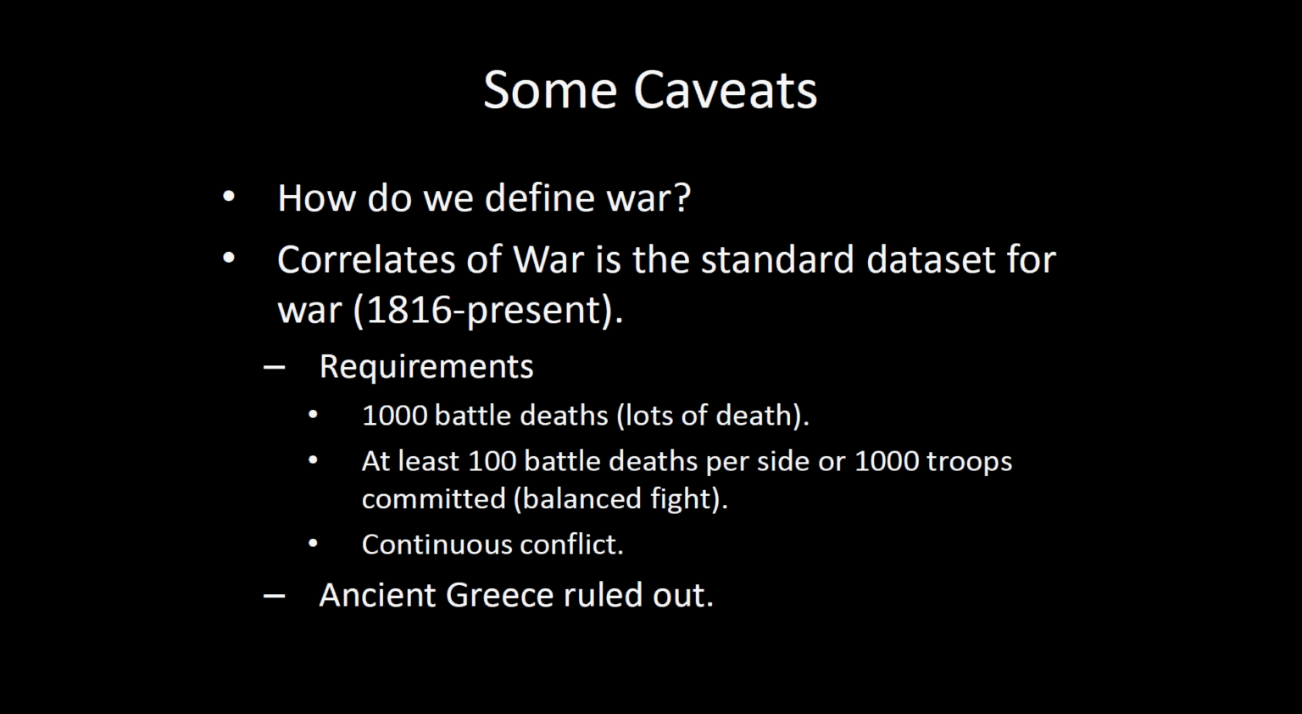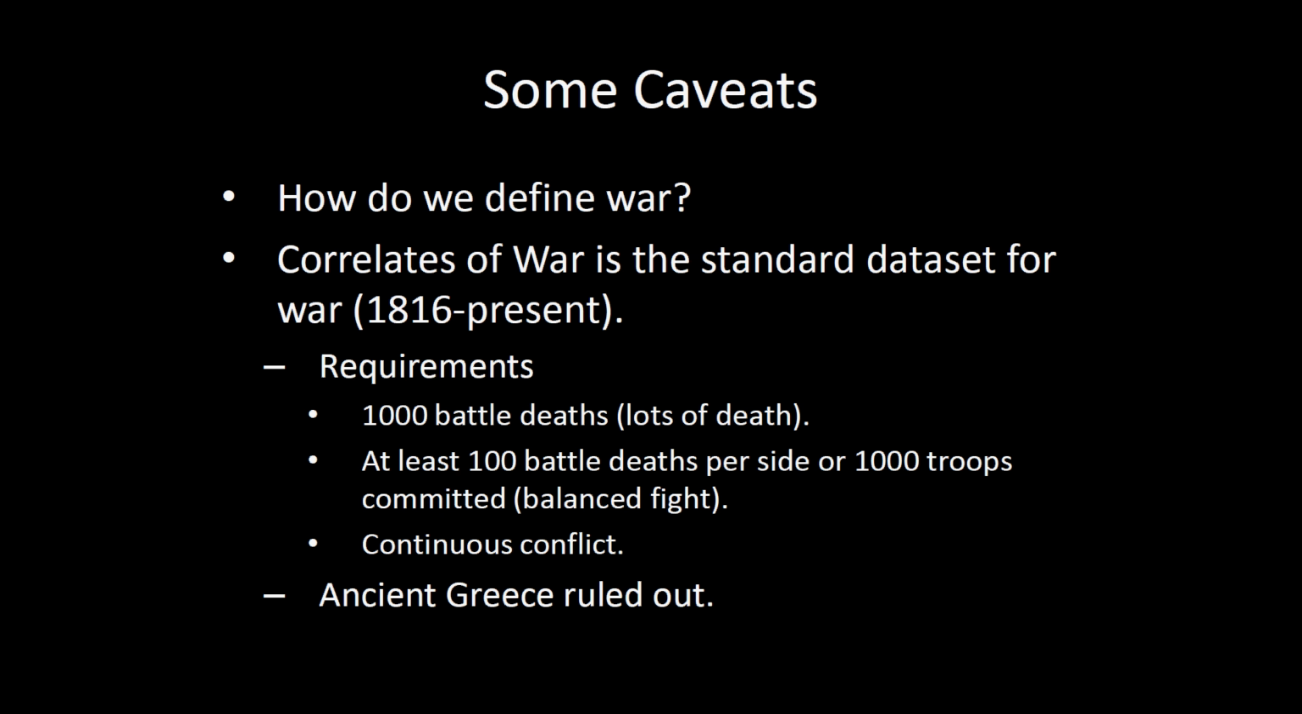Another concern, and I think this is a little more noteworthy, is that we have to come up with a definition of war. The standard way we do this is a data set called the Correlates of War, which looks at wars from 1816 to the present, and the way they define war is to look at conflicts that involve at least 1,000 battle deaths on both sides.